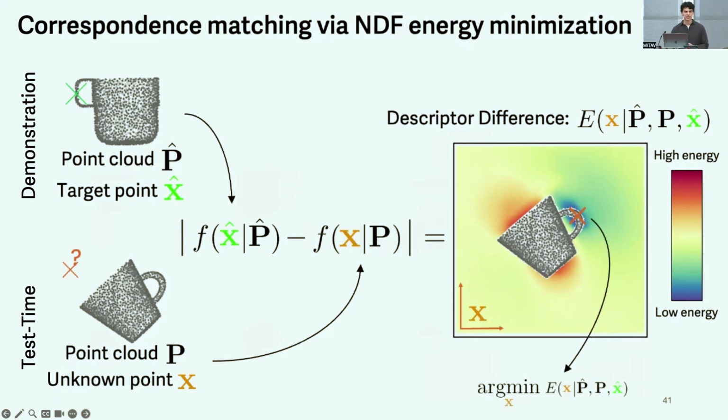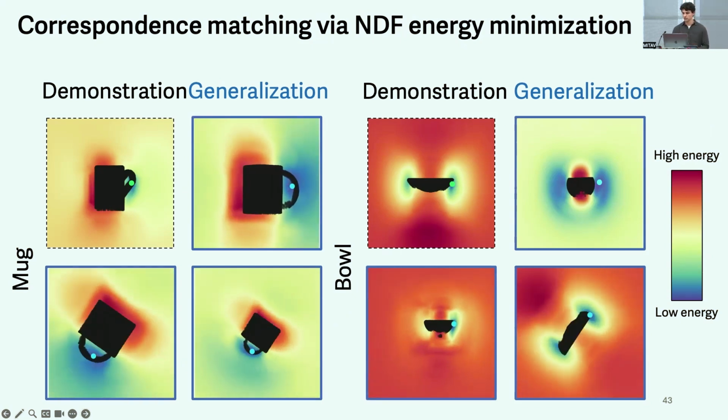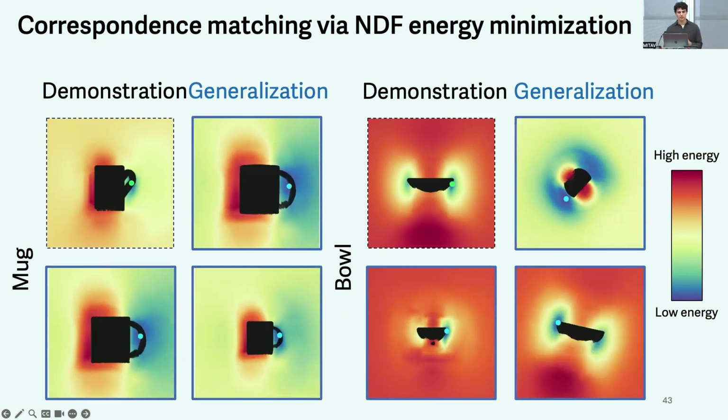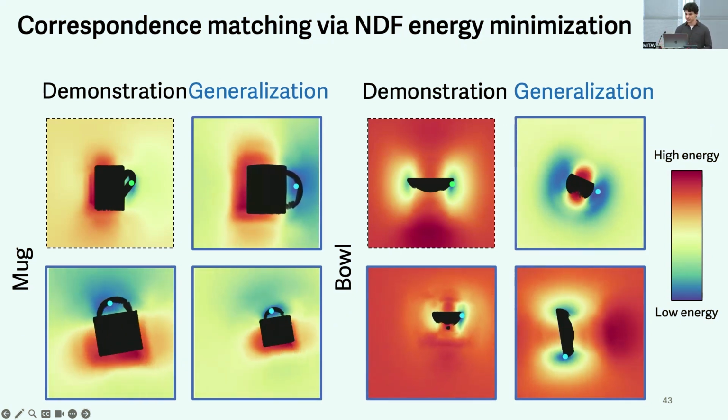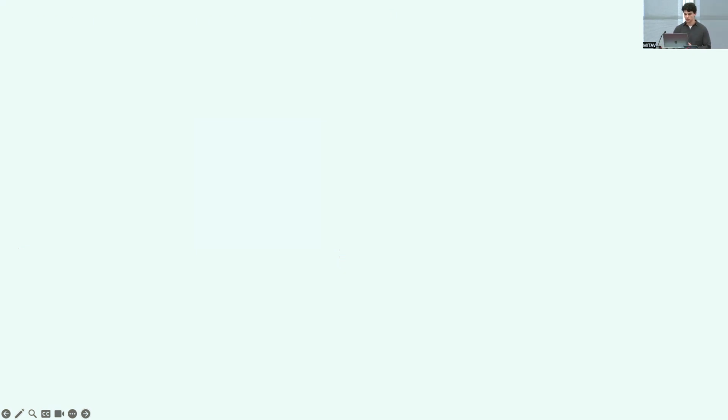Here I'm illustrating this energy landscape for both mugs and bowls. Target points on the demonstration point cloud are shown in green, and the inferred corresponding point for new shapes is shown in blue, and that's at the minima of that energy landscape. Due to equivariance of the descriptor field, rotations and translations of the object lead to corresponding transformations of that landscape. So that's what we wanted.